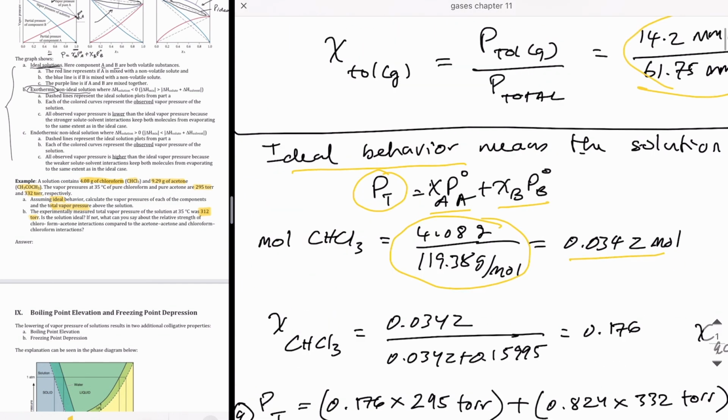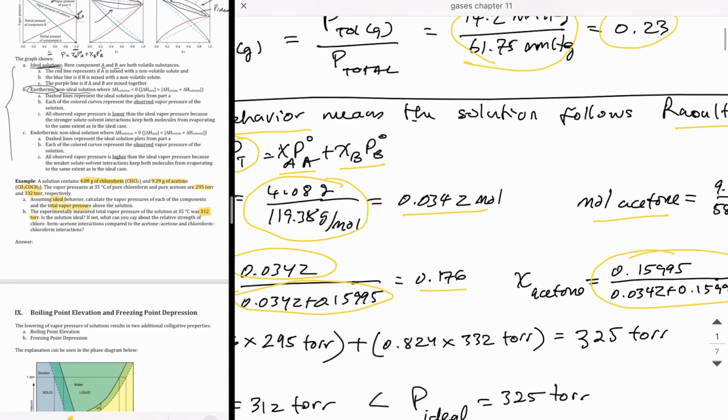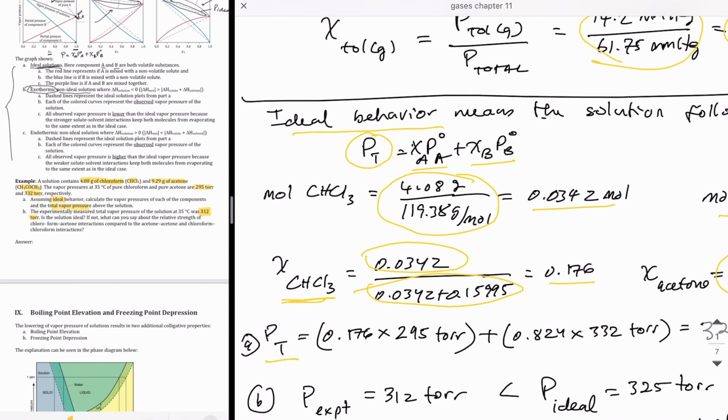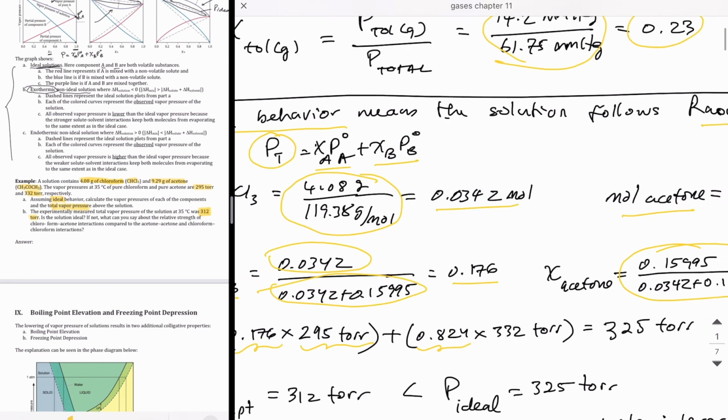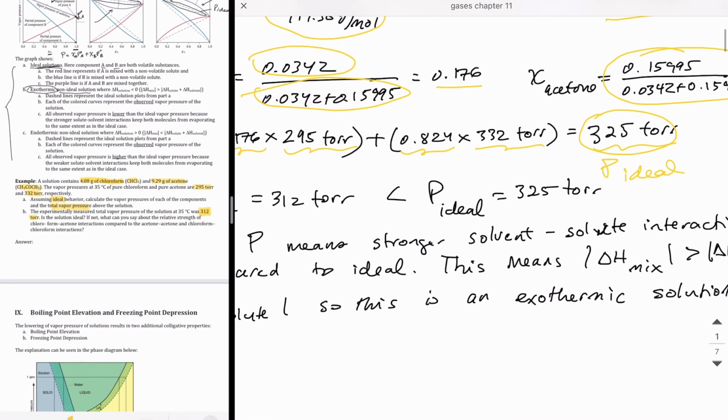And then in the second step, I calculated the mole fraction of chloroform, just the number of moles of chloroform divided by the total, and that's 0.176. And then for acetone, it's as simple as taking 1 minus the other number, which is 0.824, but here I calculated by using the number of moles divided by the total. Once I get the mole fraction, I can then use Raoult's law to calculate my ideal total vapor pressure. This is the mole fraction of chloroform multiplied by its vapor pressure in the pure state. This is the mole fraction of acetone multiplied by its vapor pressure in the pure state, giving me 325 torr. So this is my P ideal, okay, because I calculated using Raoult's law.